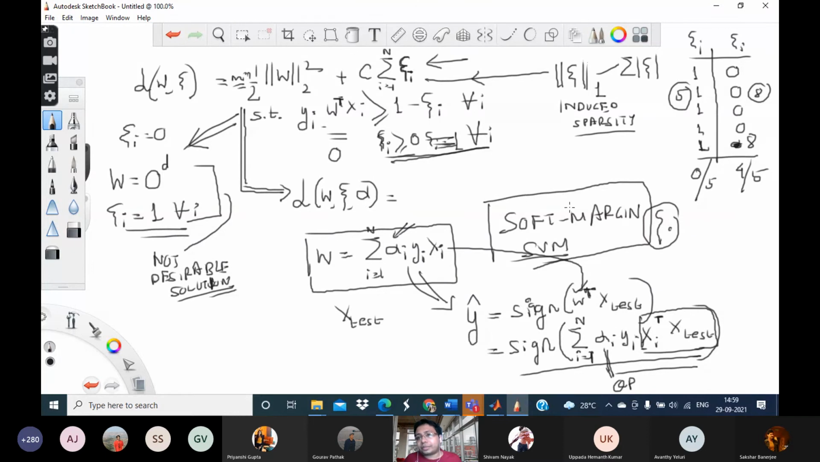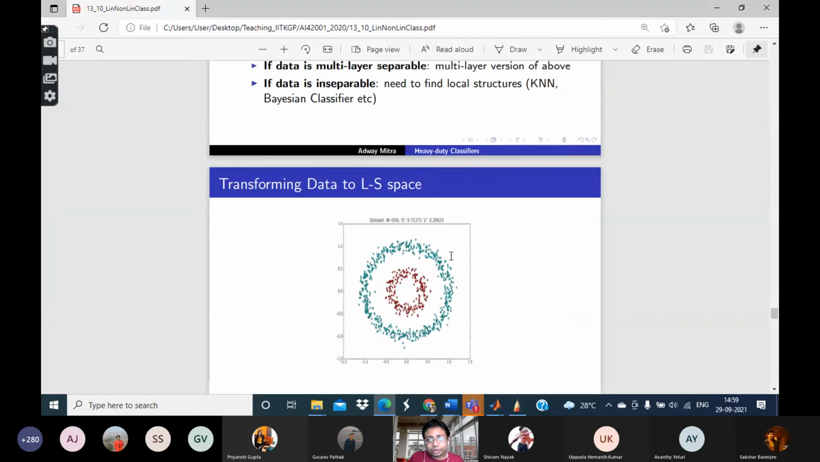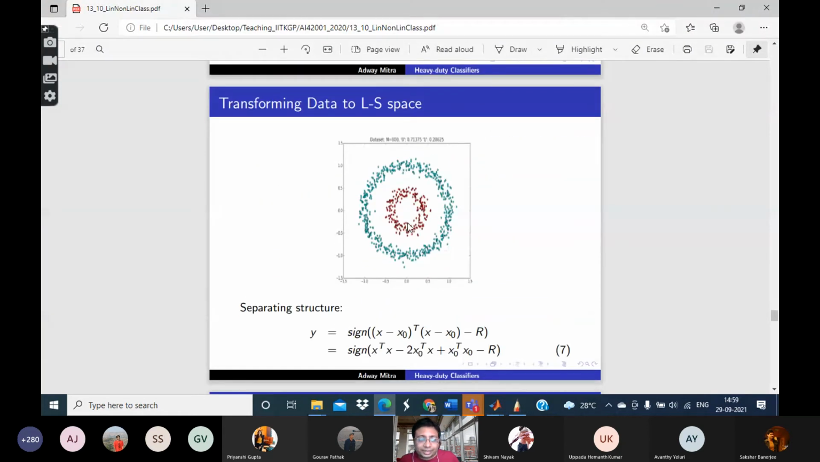This is suitable for almost linearly separable data sets. For linearly separable data sets, we have normal SVMs. For almost linearly separable data sets, we have soft margin SVM. Now we are almost at the end of the time. Let me quickly introduce one more concept, that is, what happens if it is a non-linearly separable data set.